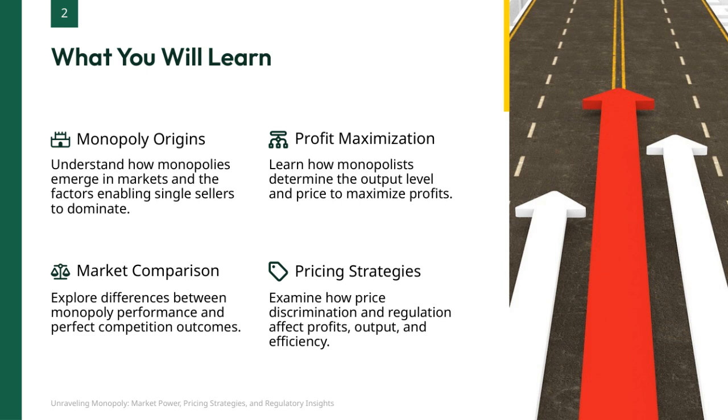Then, we'll compare monopoly outcomes to those under perfect competition, allowing us to see the differences in market performance, symbolized by the balanced scale. Finally, we'll analyze pricing strategies, looking at how price discrimination and regulation impact profits, output, and overall efficiency, highlighted by the tag icon. The image with arrows, especially the bold red one, represents navigating through these complex economic concepts and finding clear direction.